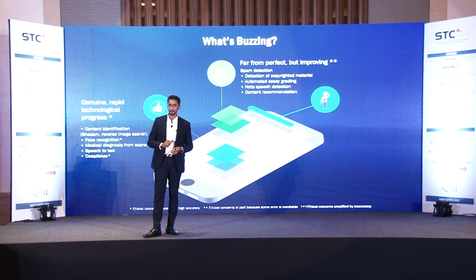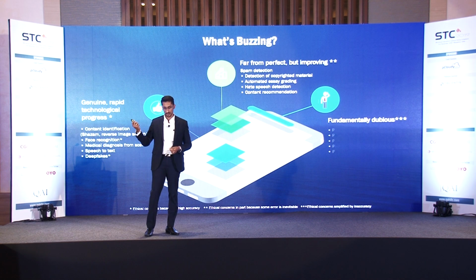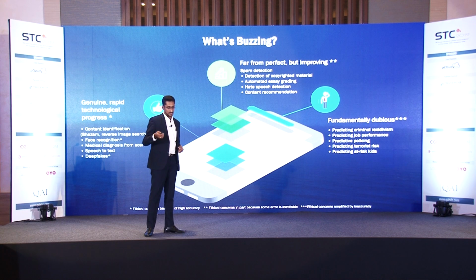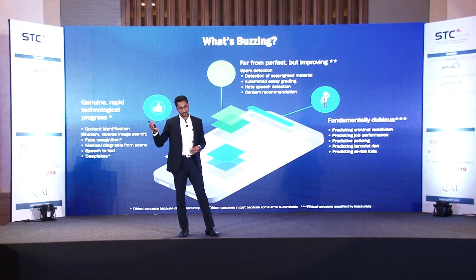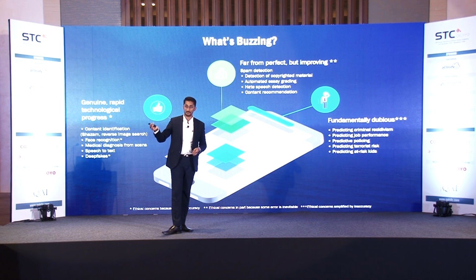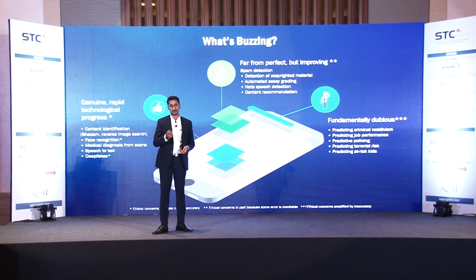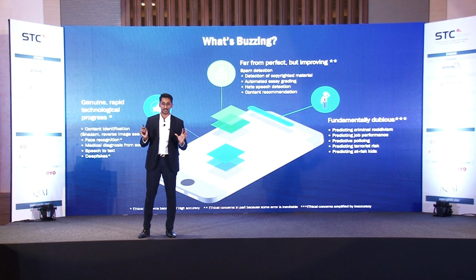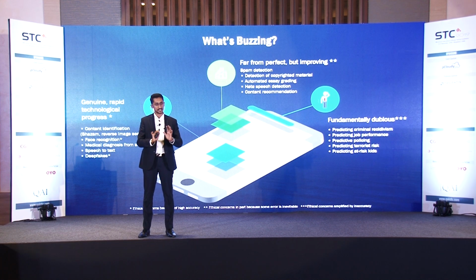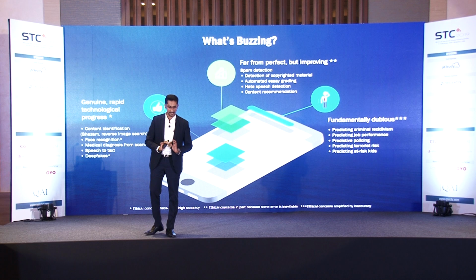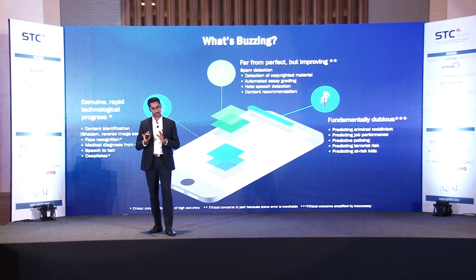And the last one, which I call fundamentally dubious, for various odd reasons. It could be predicting high-risk kids, it could be predicting terror risk, it could even be predicting job performance. Now, I'm going to correlate this to some of what has been in the news quite recently and why I've classified this into these three different categories. Each of the three categories has its own ethical problems.